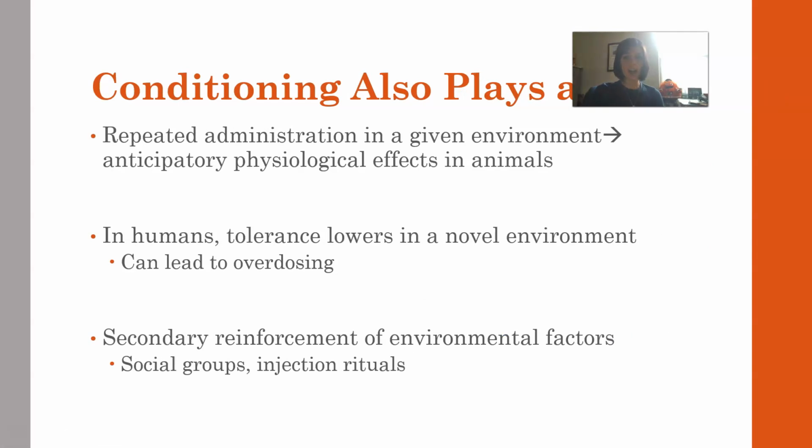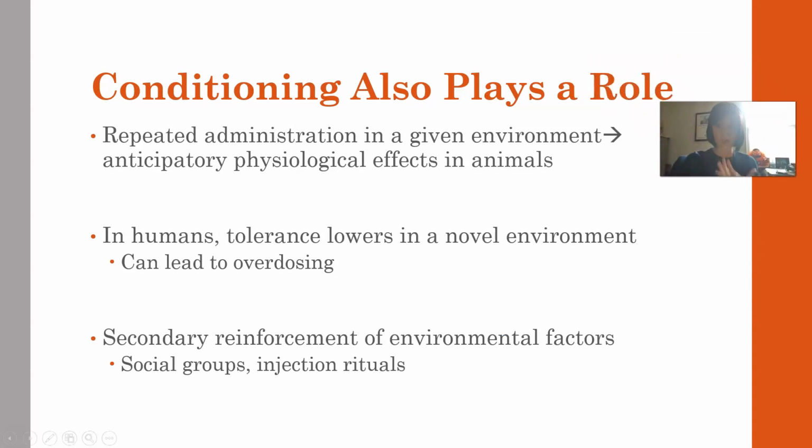Classical conditioning and operant conditioning can also play a role here. What we know is that if you repeatedly give an animal an opioid in a particular environment and you put that animal in the environment again, they start engaging in anticipatory physiological effects. They are preparing for the likelihood of receiving that drug. The environment has become a conditioned stimulus for the drug effects.